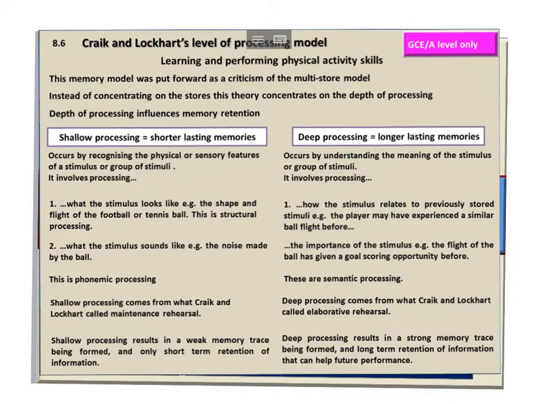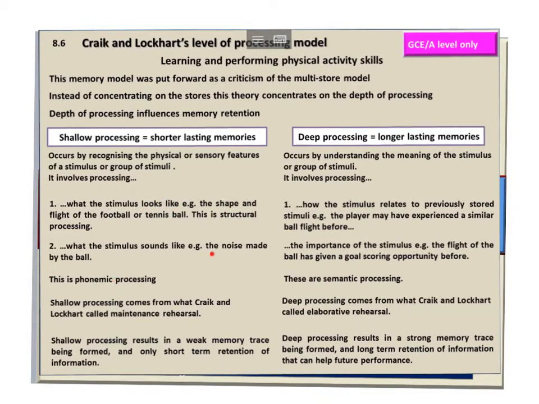So if we look through the example we've got on here, looking at the three levels of understanding for this model, we've got the structural level, which is looking at the shape or the flight of the football. Let's use football for an example. You see its flight, you can see its speed, it might have some spin on it. That's called structural processing. If we just leave it there, you're only going to get short-term and shallow memories. This is actually not that good if we just leave it there.